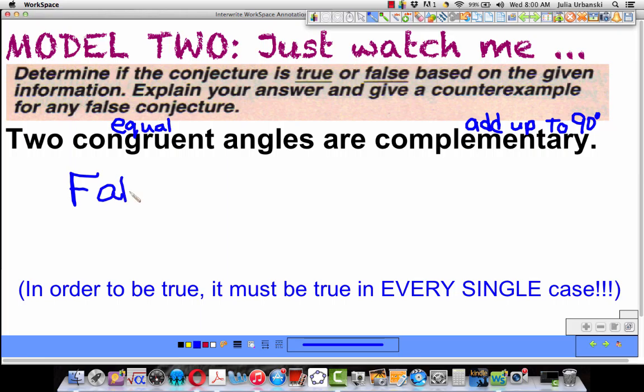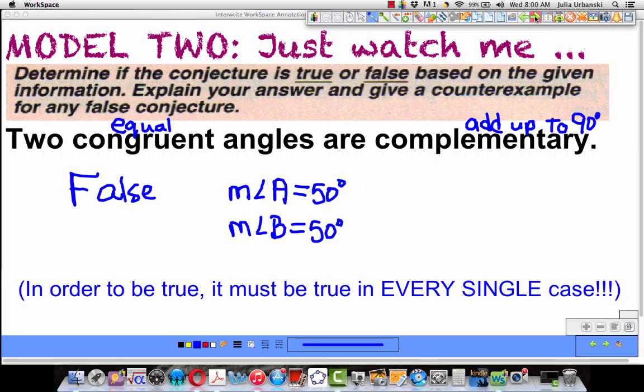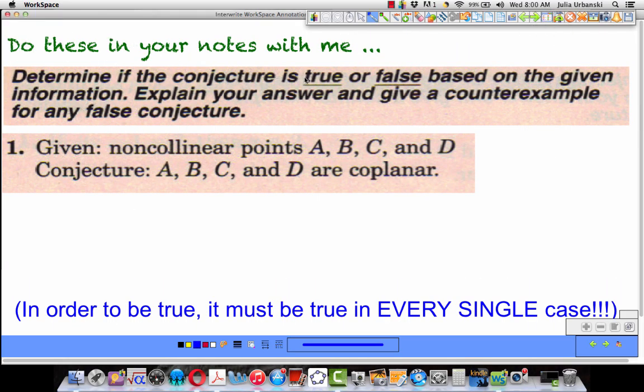So I'm going to say false, and my counterexample will be if angle A is 50 degrees and one that's congruent to it, angle B, is also 50 degrees. These two angles are congruent, but when you add them up, you don't get 90. So they're not complementary. So I had to write false, and I had to come up with a counterexample. So this one is in your notes. Write it down with me.